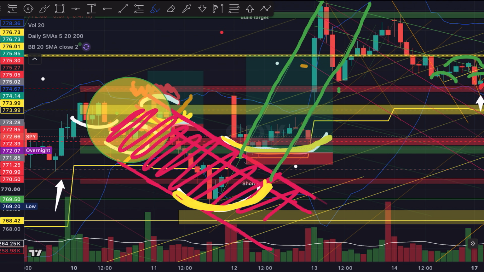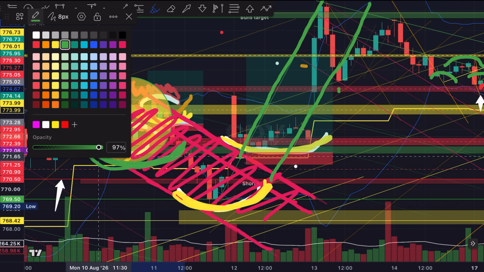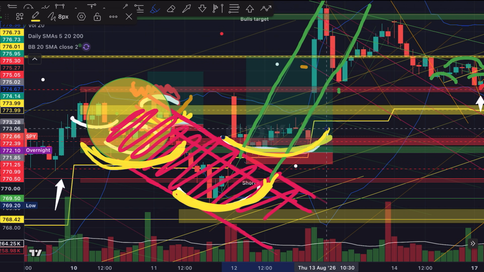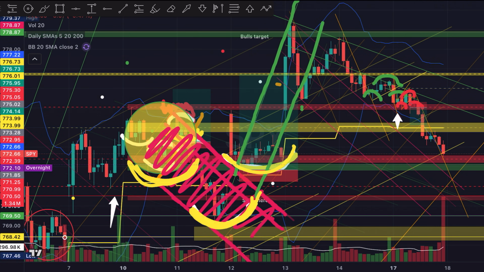But understanding that this is the left shoulder, this is the head, and this is the right shoulder breakout is key. So this right here is an inverse head and shoulders pattern, right?